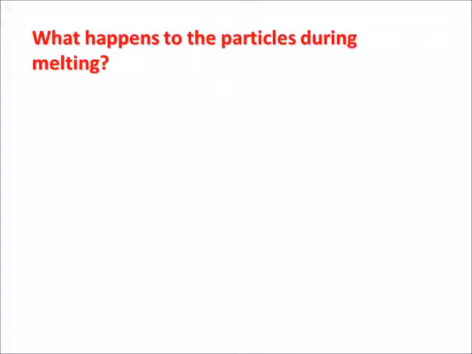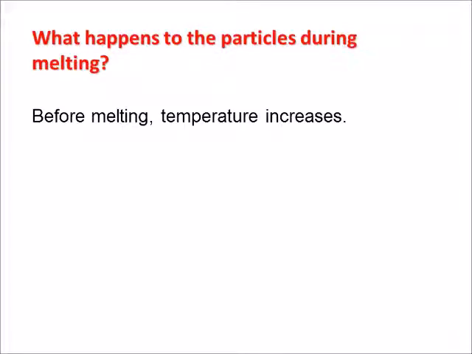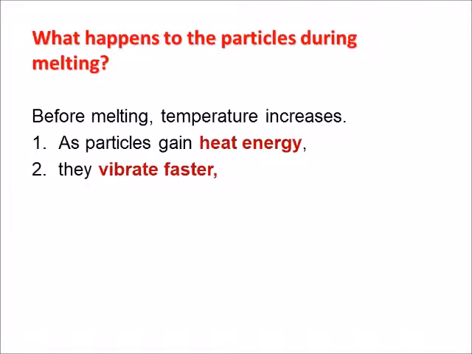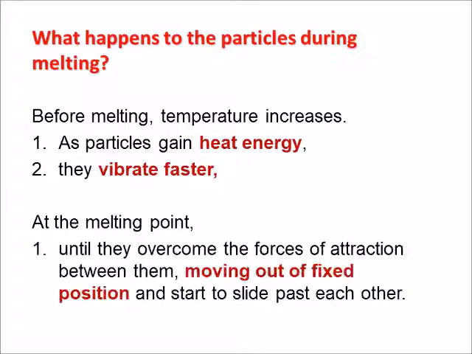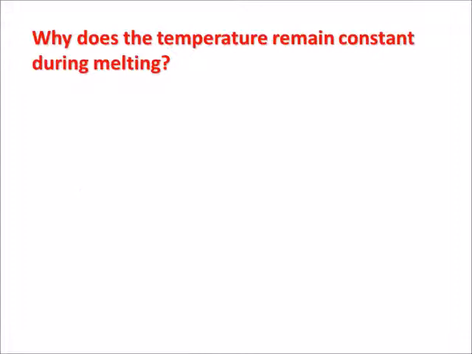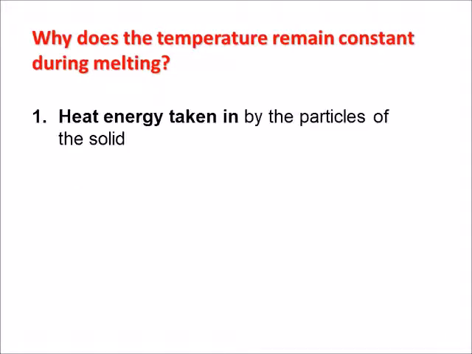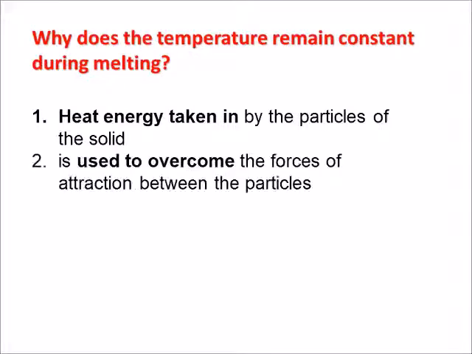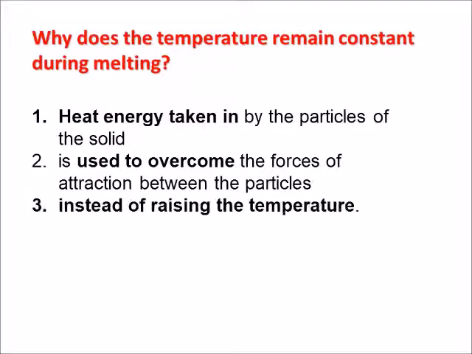Let's summarize the process of melting. Before melting, the temperature increases when heat is supplied. Particles vibrate faster as they gain energy. At the melting point, the particles overcome the forces of attraction and move out of their fixed positions to slide past each other. The temperature remains constant during melting because the energy taken in by the particles of the solid is used to overcome the forces of attraction between the particles instead of raising the temperature.